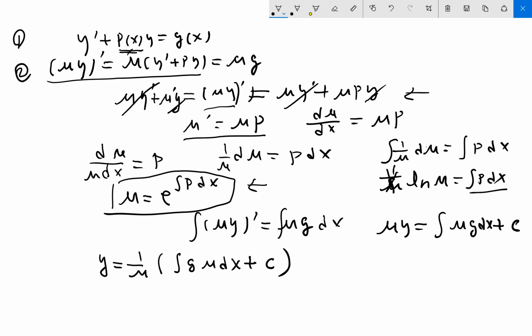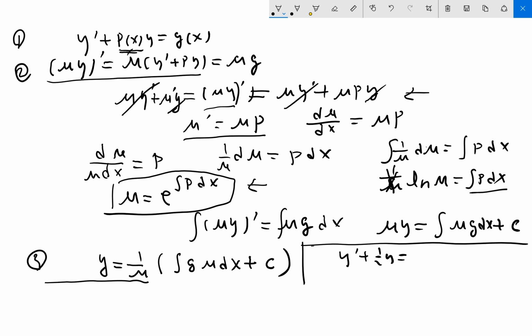This formulation is so important, this one. Equation 3. You can use this equation to find your solution. Now let's try that. Let's try that here. So remember our original equation is like this. Y prime plus 1/2 y equal to 3/2. So our p of x here is 1/2. Our g equal to 3/2.